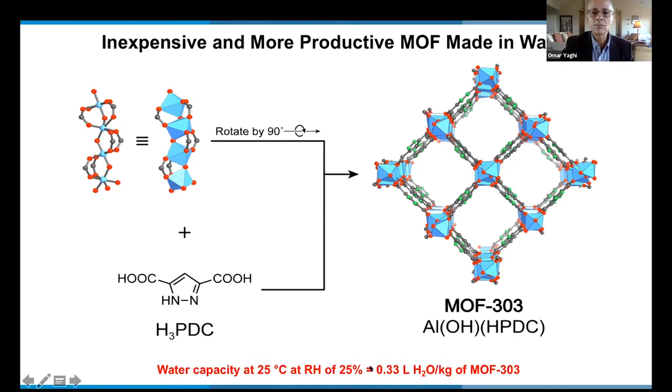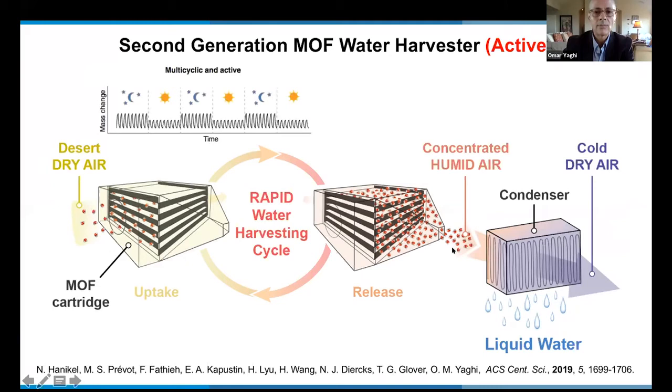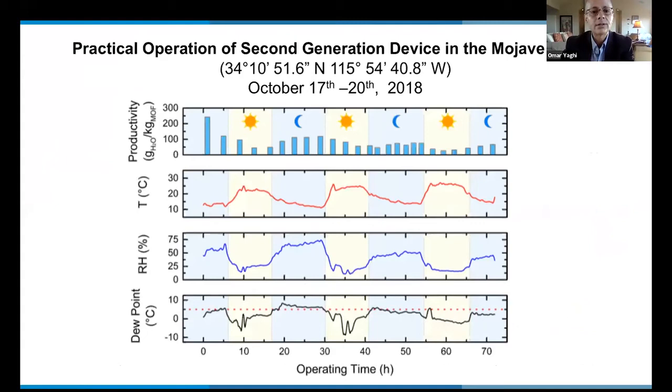And it is this MOF that we have designed cartridges of, where this is another prototype with cartridges of MOFs designed in such a way that air can come in one direction to trap water in the MOF, and then in the other direction we could remove the water and harvest the liquid water. This was tested in the Mojave Desert, the driest desert in North America. And I want you to focus on the relative humidity in the desert during the day and during the night. During the day, it can go down to almost 7% relative humidity. You can see that the MOF harvests water all the time.